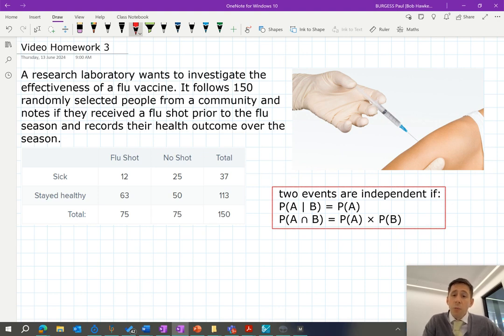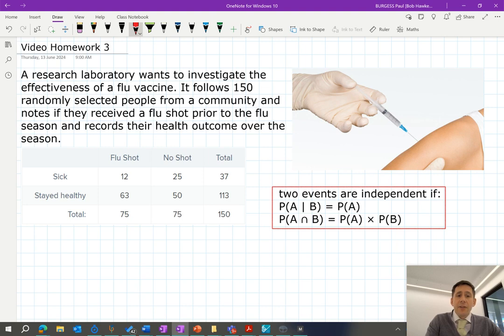Or the probability that you got sick and got the flu shot was equal to the probability that you got sick multiplied by the probability you got the flu shot. Okay, so that's the other way that you can test for this, and this is just a rearrangement of the formulas that we've got there. Doing one of these things would be enough, but I'm going to do them both just to show you what's going on with this. Okay, so let's start with the first one there.